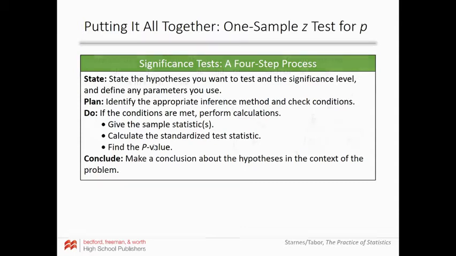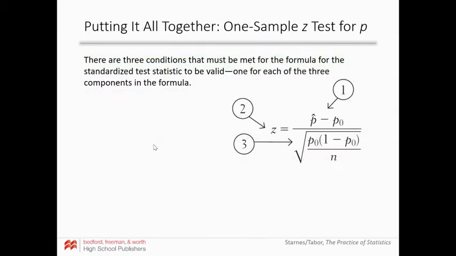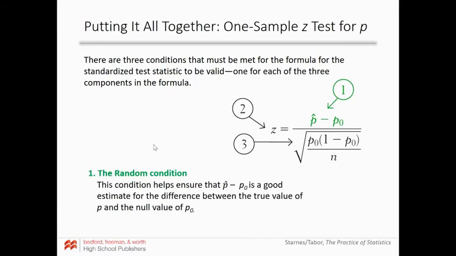So where do the three conditions come from, and why are they important? The random condition: we need this to be a random sample, because the whole idea is that if it was a truly random sample, we'd expect p hat to be pretty close to p naught. We're assuming p naught to be true, and so if we're going to use p hat, we want it to be a pretty good estimate of it. So we need a random condition to ensure that it is.